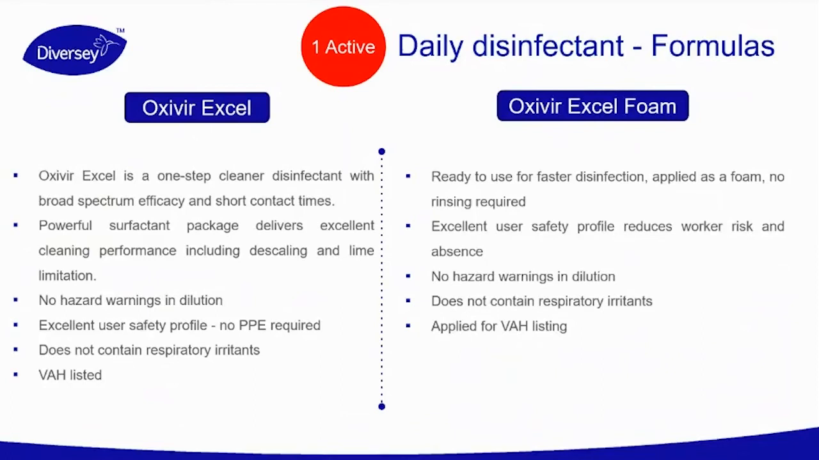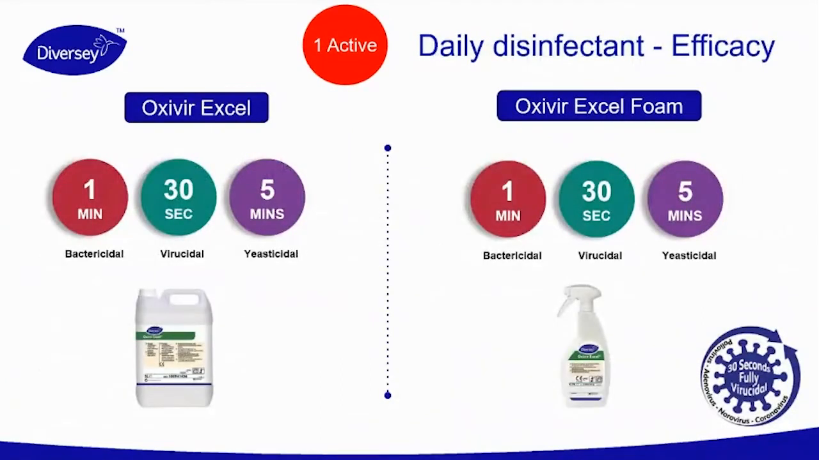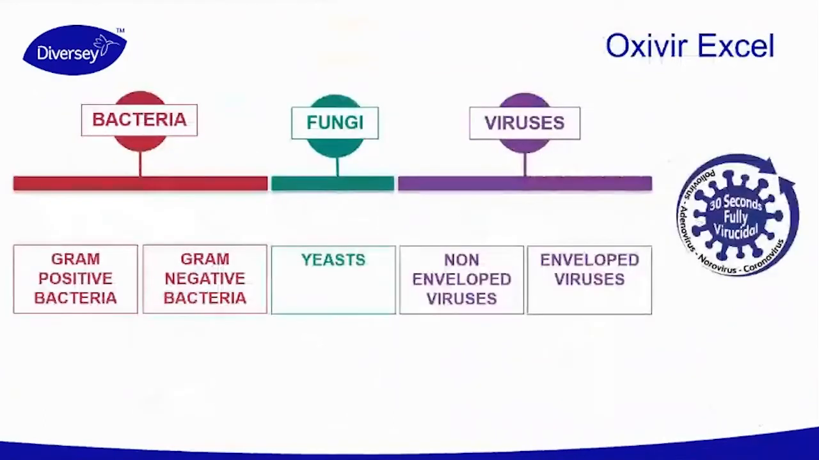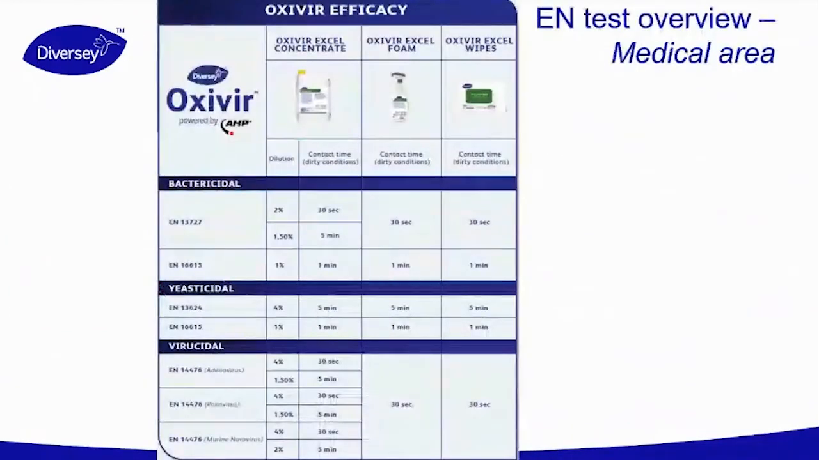If we look in summary about the efficacy of both type of product, we have a bactericidal claim in 1 minute, virucidal in 30 seconds, and yeasticidal in 5 minutes. Here it's a summary of the set of efficacy that we have for our Oxygenrich Cell. But if you would like a more detailed overview, this is our overview for the medical area, where you can find the European norms for bacteria, yeast, and viruses.